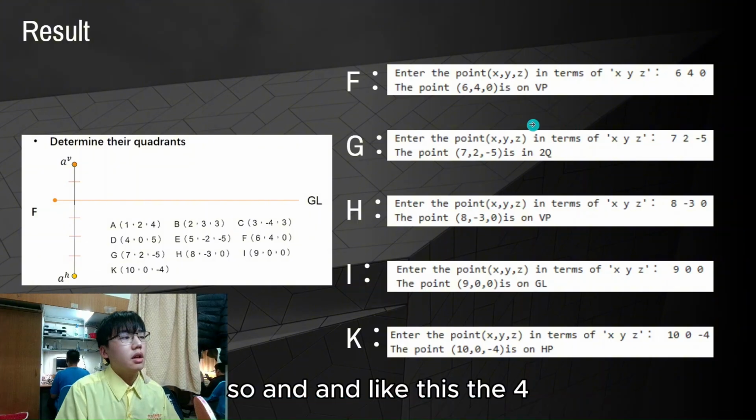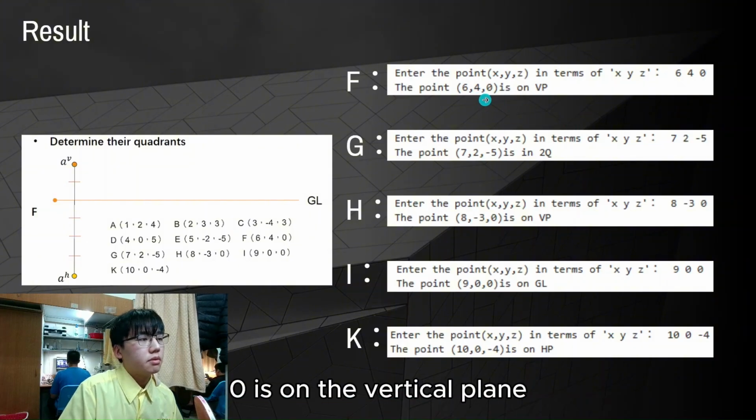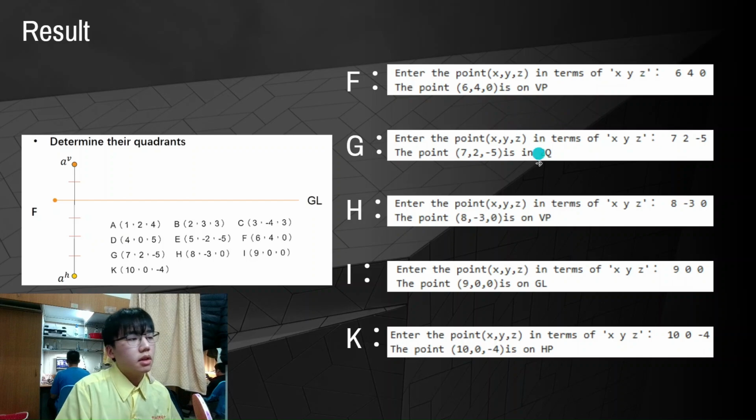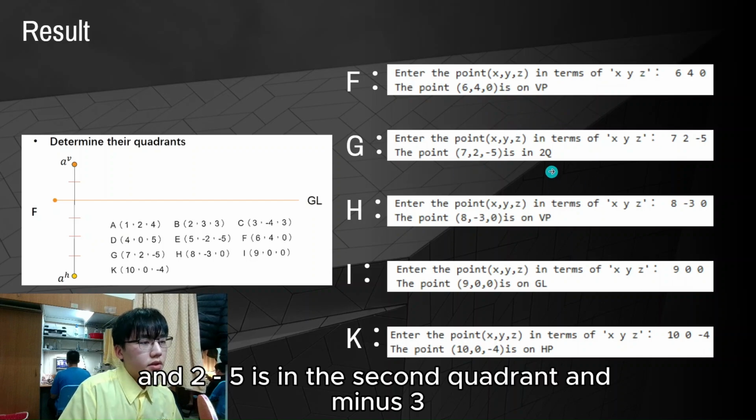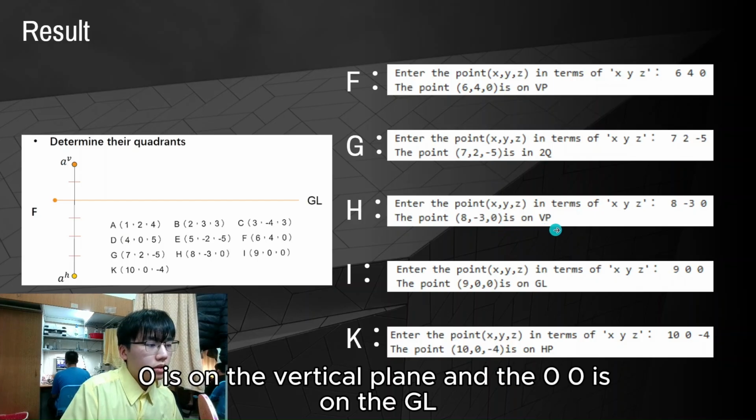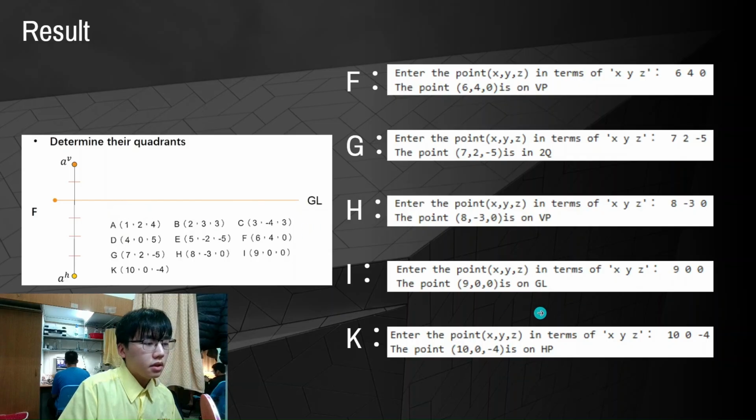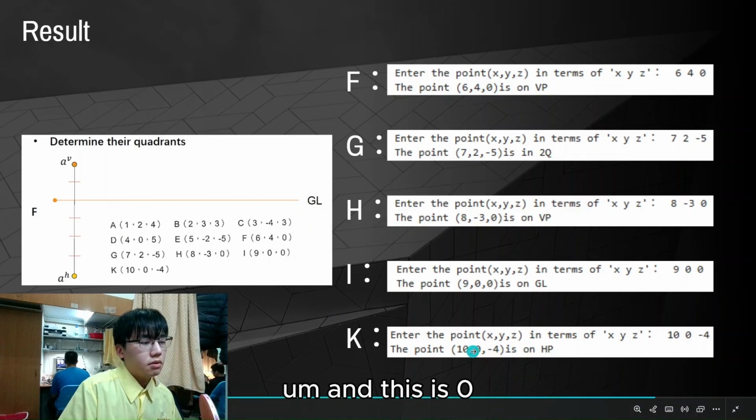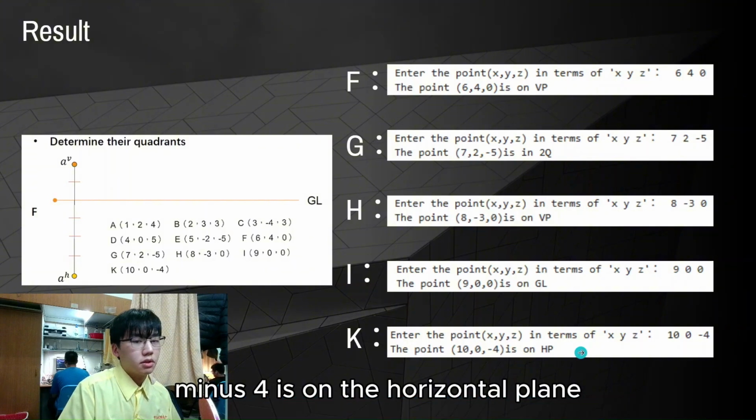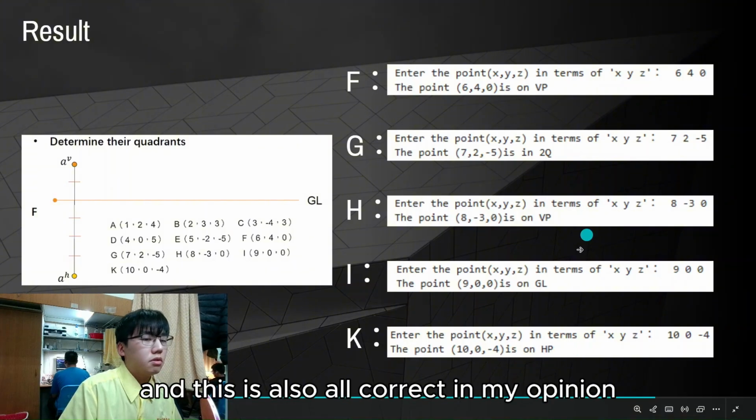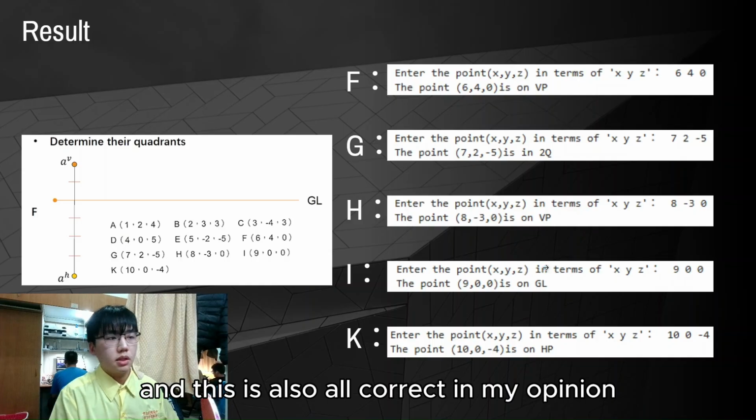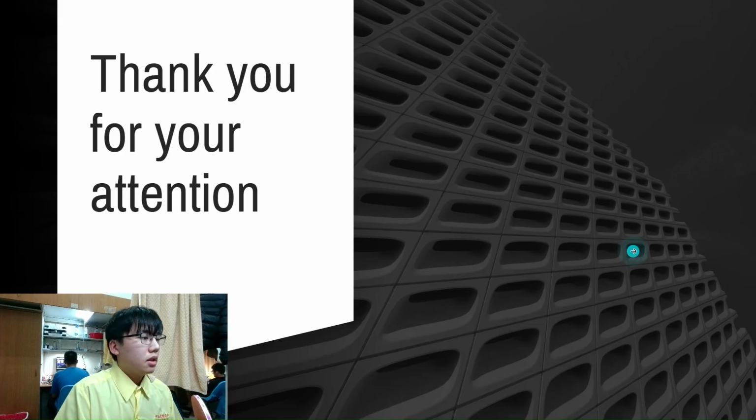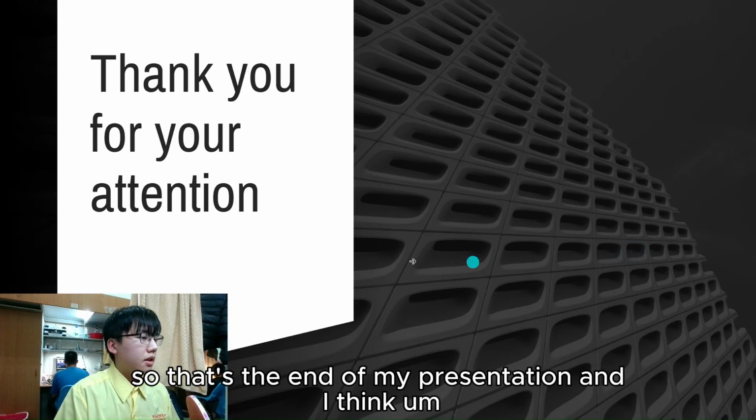Okay, and like this, 4, 0 is on the vertical plane, and 2, -5 is in the second quadrant, and -3, 0 is on the vertical plane, and 0, 0 is on the GL. And 0, -4 is on the horizontal plane, and this is also all correct in my opinion. Okay, so that's the end of my presentation.